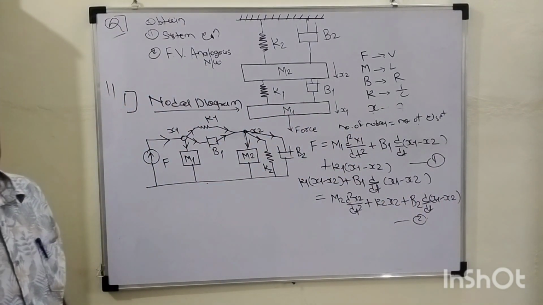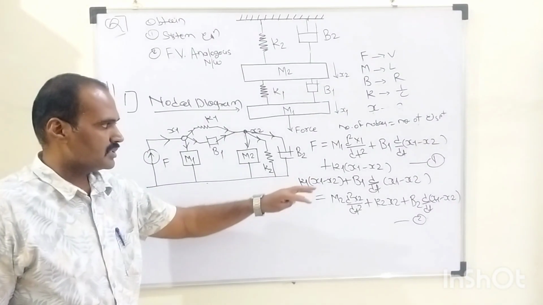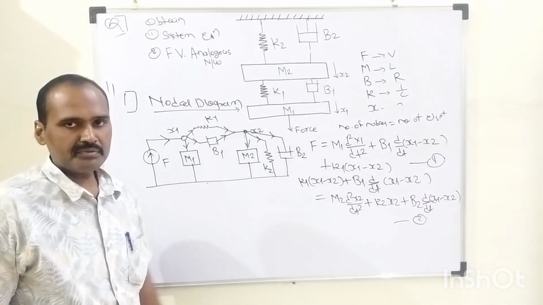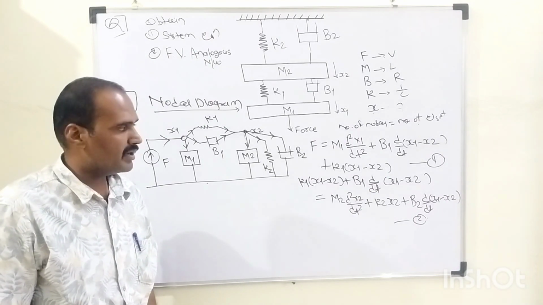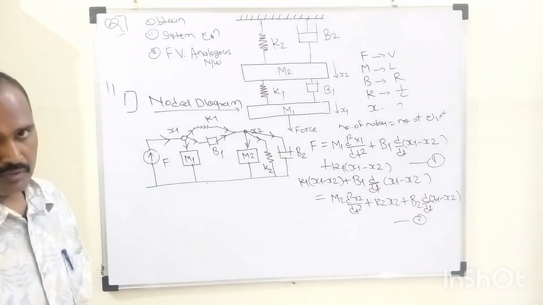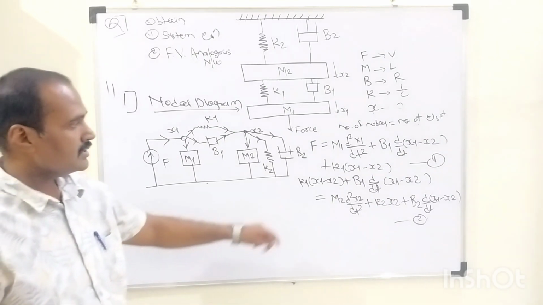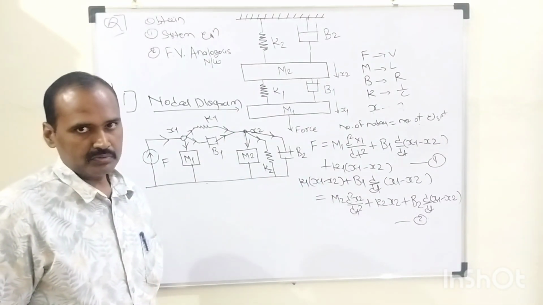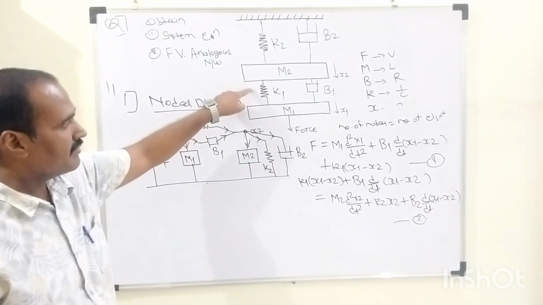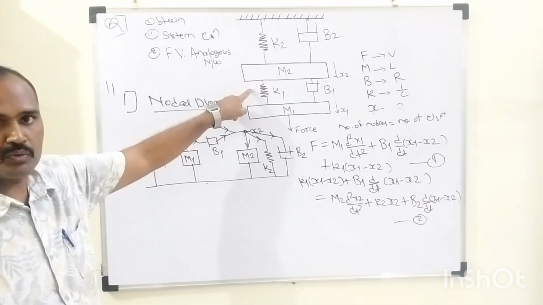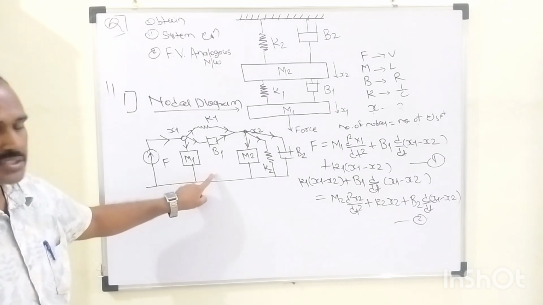Equation number 2, right? Now I just hope that you are getting equation number 1 and equation number 2. How are we getting these 2 equations? By applying KCL at node number 1 and at node number 2, right? So this is our first objective. These two represent the system equation for this given mechanical system, which are to be defined from this nodal diagram.